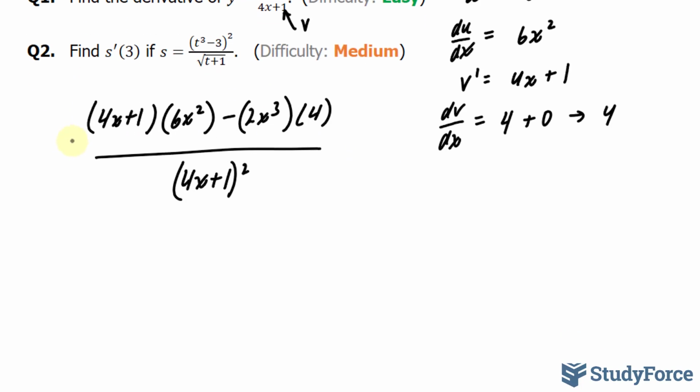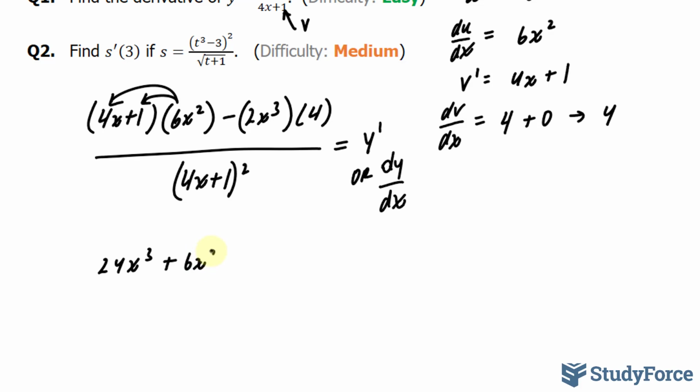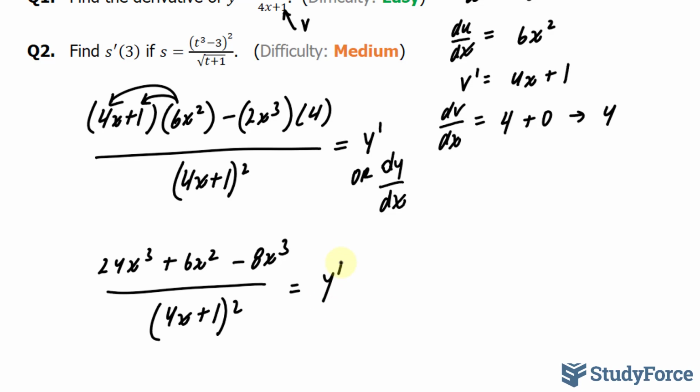Let's continue. Technically, we have found the derivative, but if we want to simplify the numerator, we can do that as well. So I'm going to simplify the numerator part, and of course, this is equal to y prime, or dy over dx. Let's simplify the top part really quickly. We have 6x squared being multiplied to the two terms. That gives us 24x to the power of 3 plus 6x to the power of 2 minus 8x to the power of 3 over 4x plus 1 to the power of 2 is equal to y prime. That is the answer to question 1.